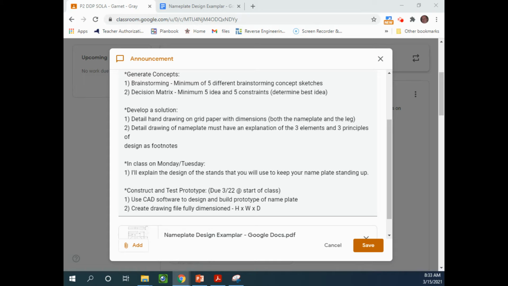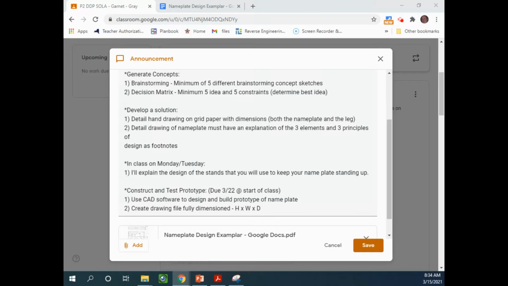Now, next thing is developing a solution. So now that you have a decision made as to what you're going to do in terms of the project, which nameplate, and I strongly suspect you probably already had that idea, right? You're going to create a detailed hand drawing on grid paper with dimensions, and that's for both the nameplate and the leg or foot, whichever you want to call it. I'll show you the pictures of that in a second. Those are attached to this Google Classroom post. This is just on the stream. It's not in the classwork thing.